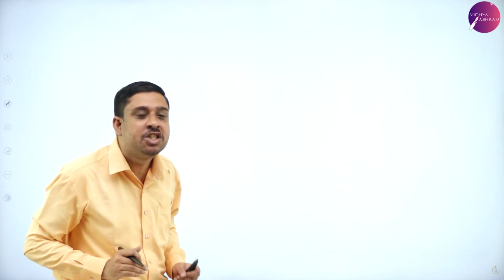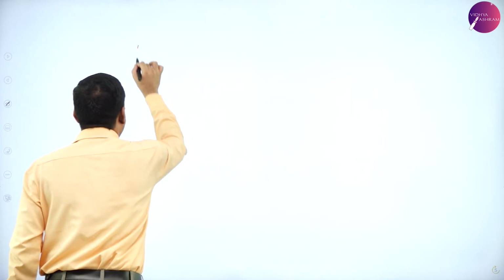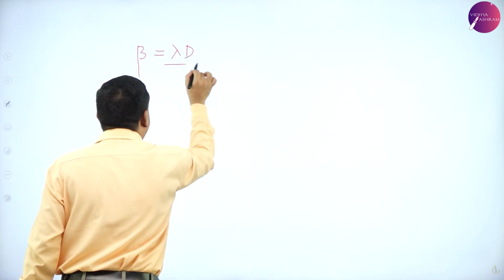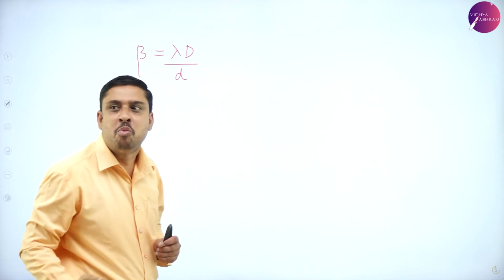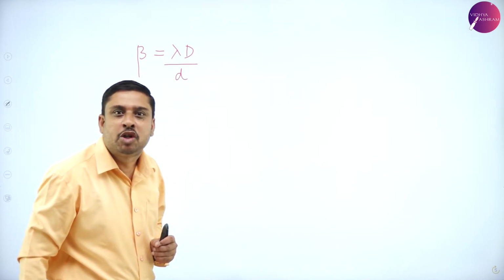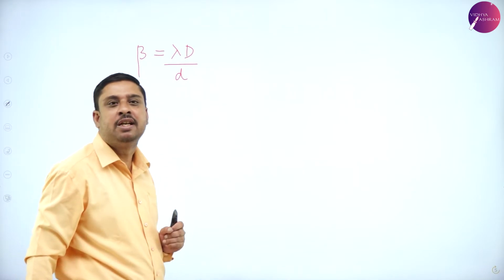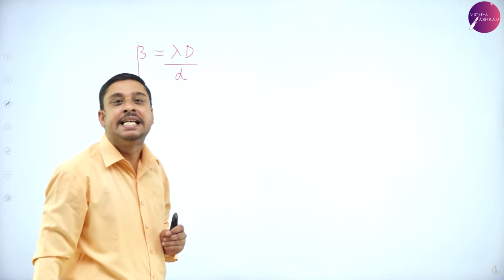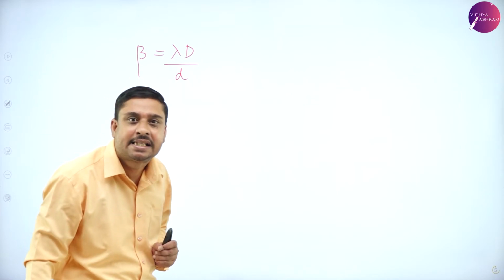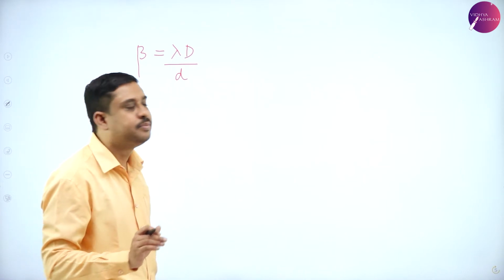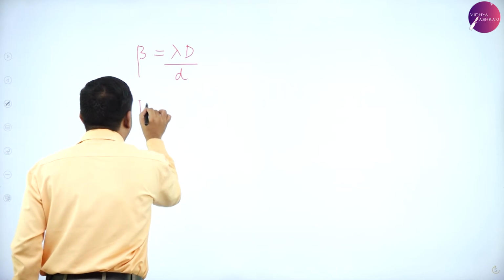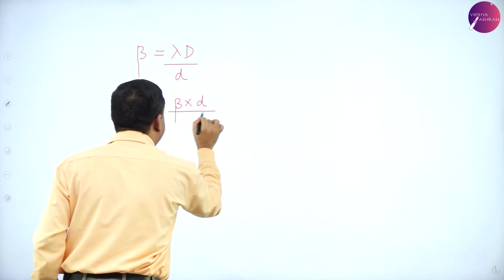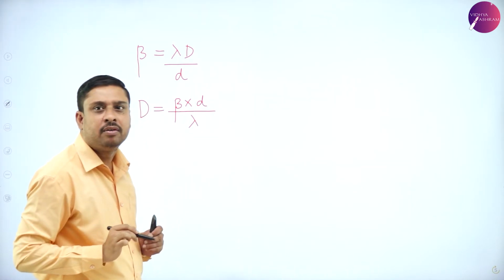Expression for fringe width, where we say beta is lambda D divided by small d. So the first part of the question, I have been asked to calculate capital D, the distance between the slits and the screen. So capital D is beta into small d by lambda.